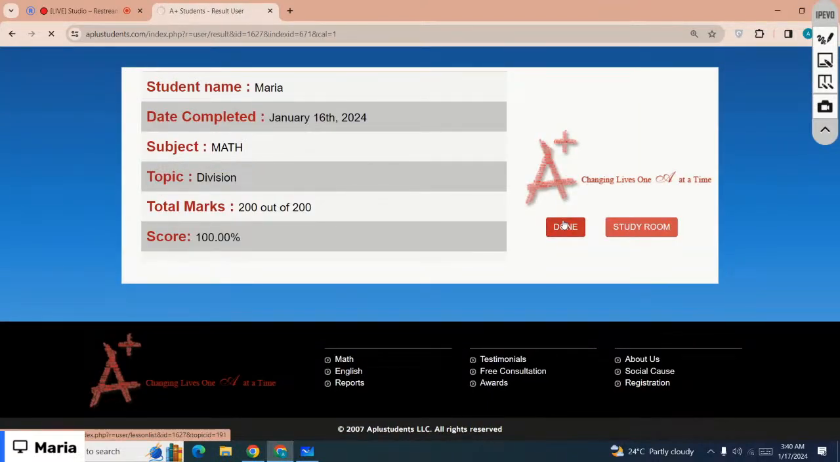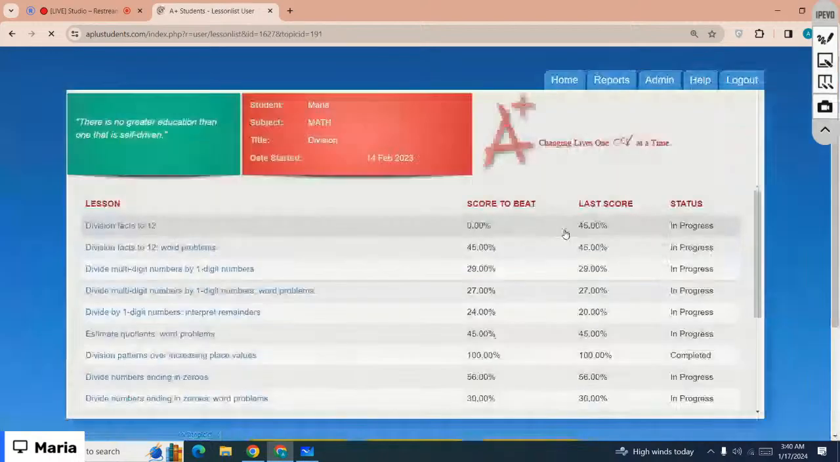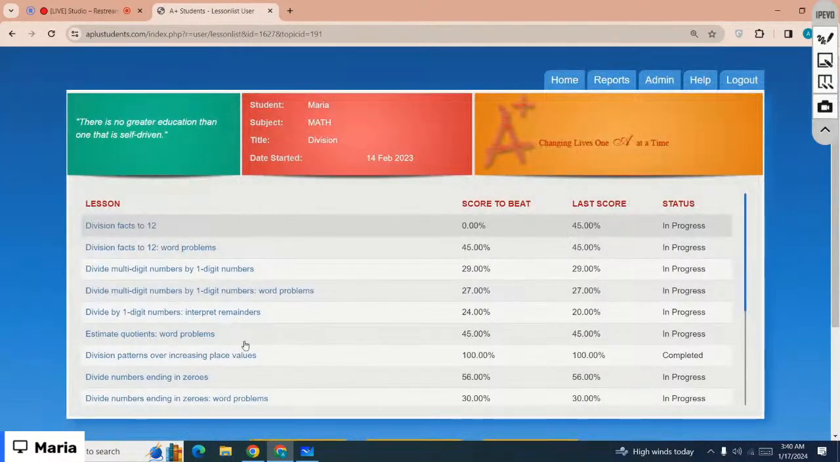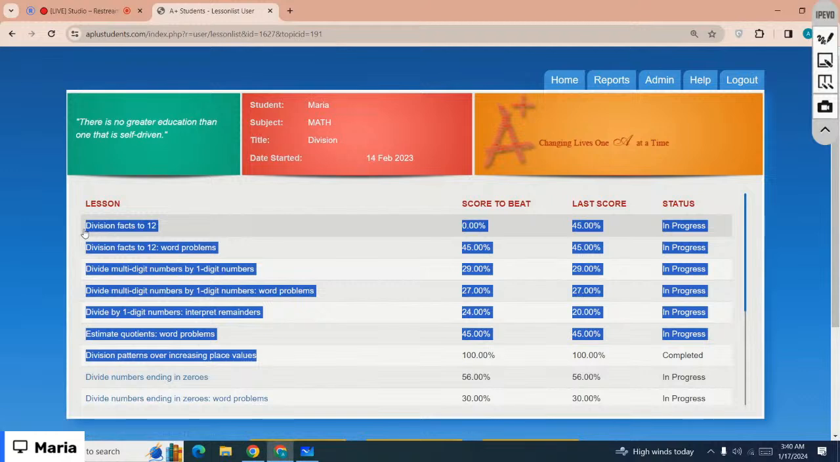So we were working on grade 5 math. The chapter we were working on is division. The lessons we have covered from the chapter are division facts to 12, division facts to 12 word problems you have to do on your own. Divide multi-digit numbers by one digit number, then divide multi-digit number by one digit number word problems you have to do on your own. Then divide by one digit number, interpret estimation, then estimate quotients you have to do on your own. And the one we just did is division patterns over increasing place values, right?